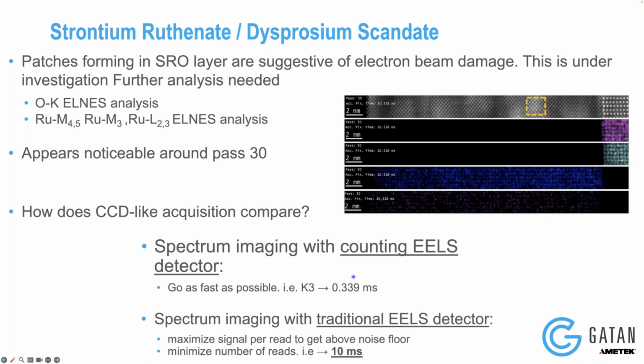If we were to do a CCD-like acquisition, what we want to do is maximize the signal per read. We want to minimize the number of reads and minimize the read noise. So if we look at the same numbers, we're not going to run at 339 microseconds. We are going to run a single acquisition at 10 milliseconds. Now, how does that stack up compared to this dose fractionation series that we've just seen?